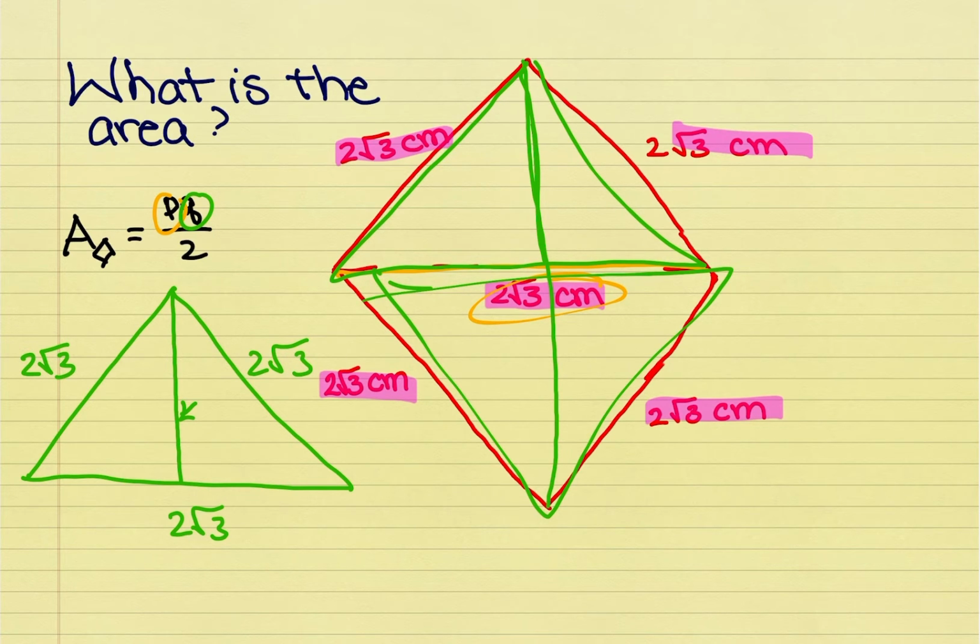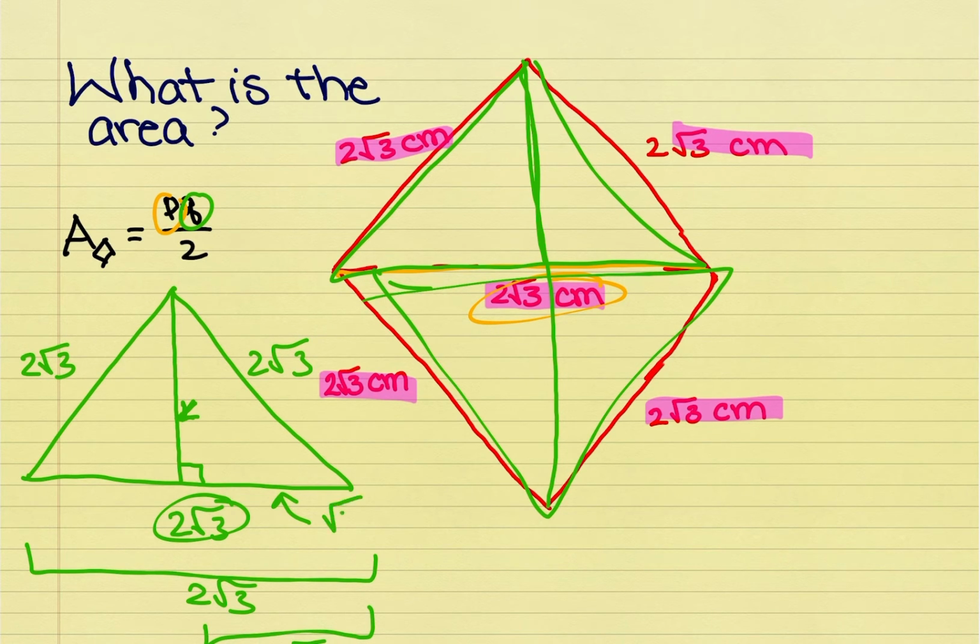How we're going to find this height is by separating this triangle into two triangles. We already know this is 90 degrees because it's perpendicular. Let's find this height here. Well, we know that this over here is half of this. So if this is 2 root 3, then half of it is root 3. Now we can just use Pythagorean theorem to find the height. The answer you're going to end up with is 3.